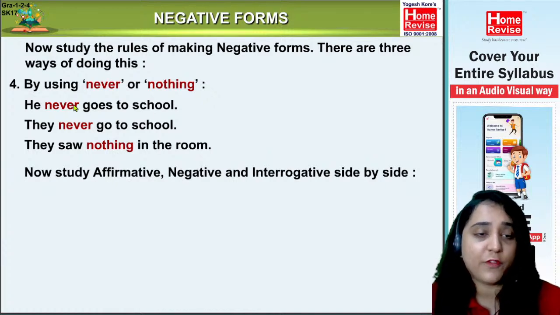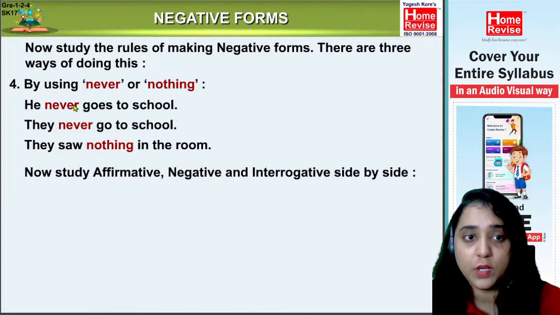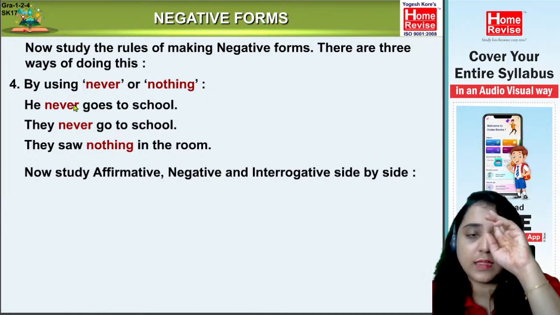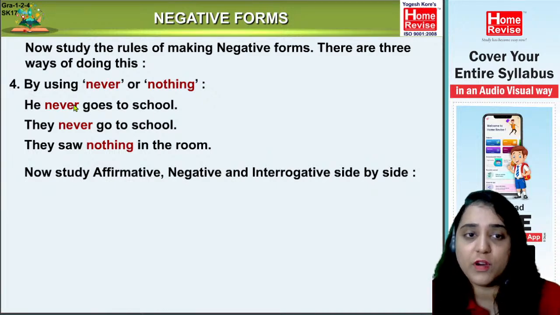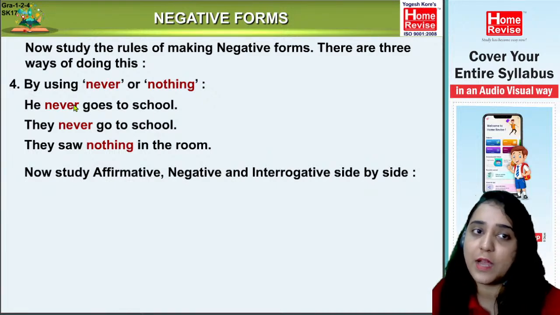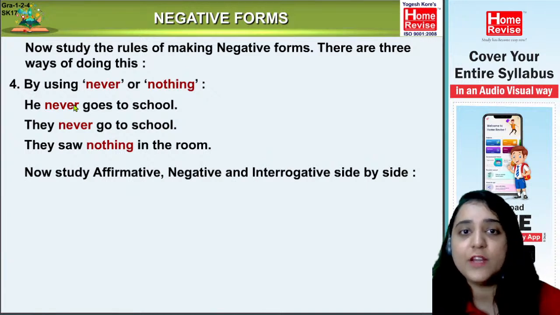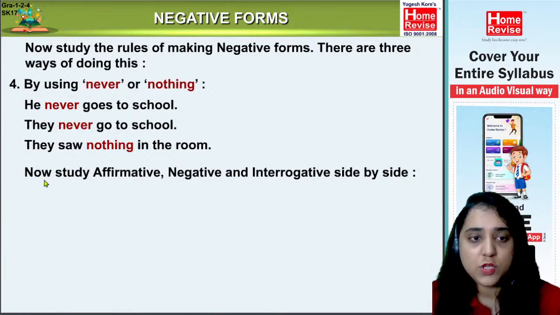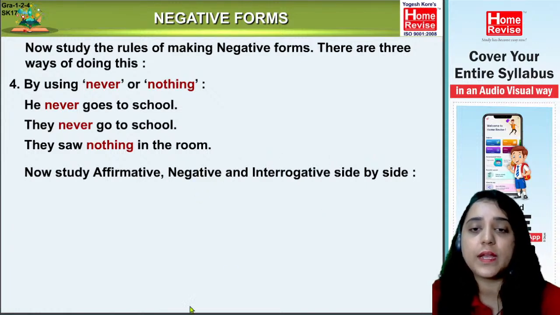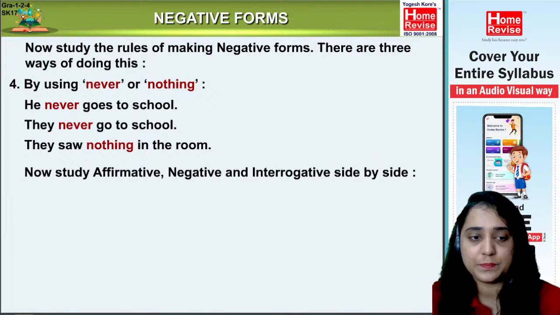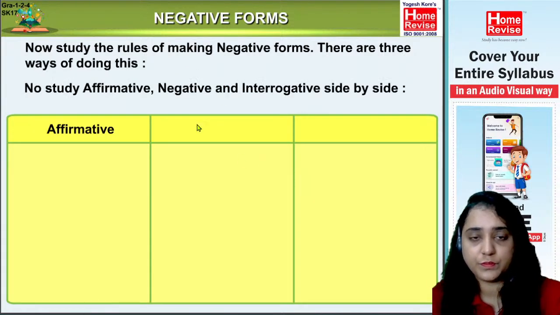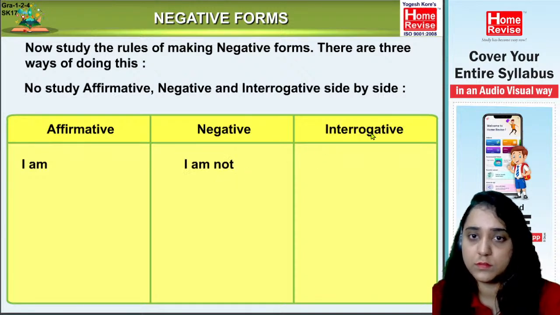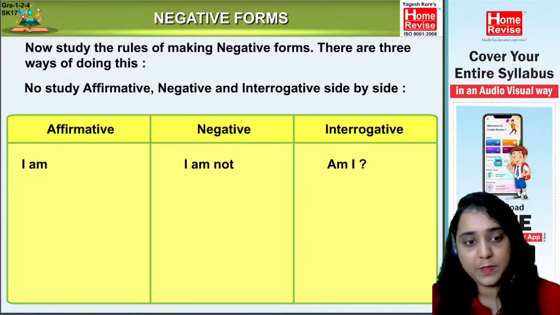For example, he never goes to the school. They never go to the school, and they saw nothing in the room. So using never or nothing, we can convert this into negative forms. Now we will study the affirmative, the negative and the interrogative side by side. Let's see. Affirmative, I am. Negative, I am not. Interrogative, am I?